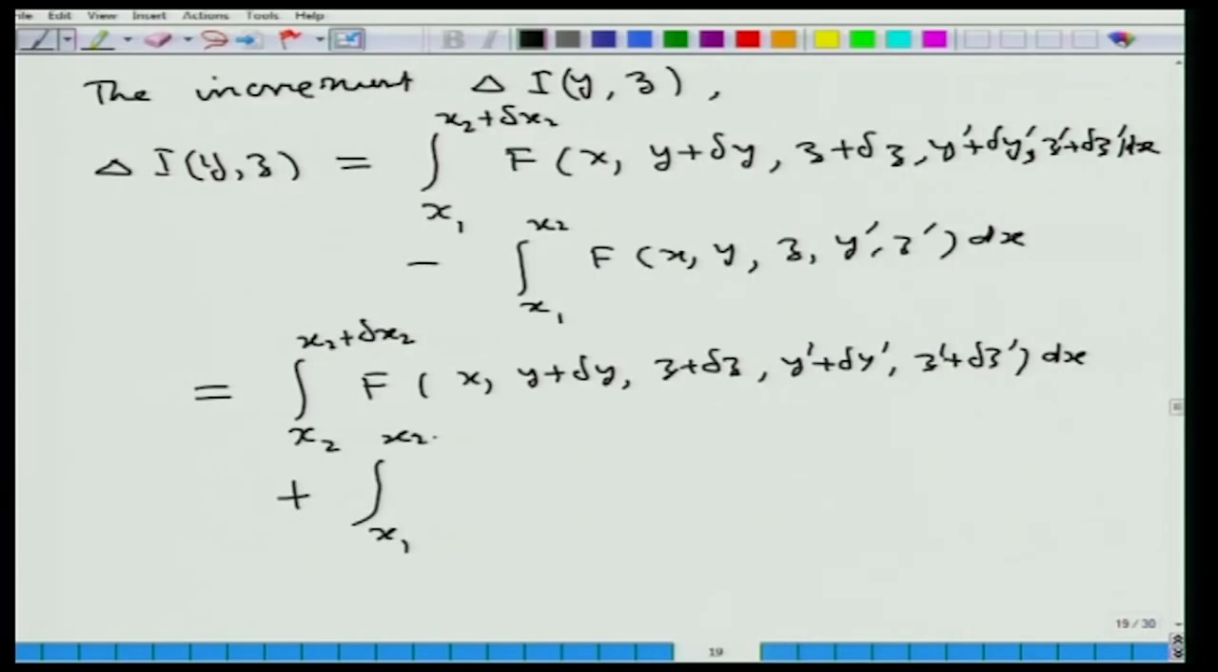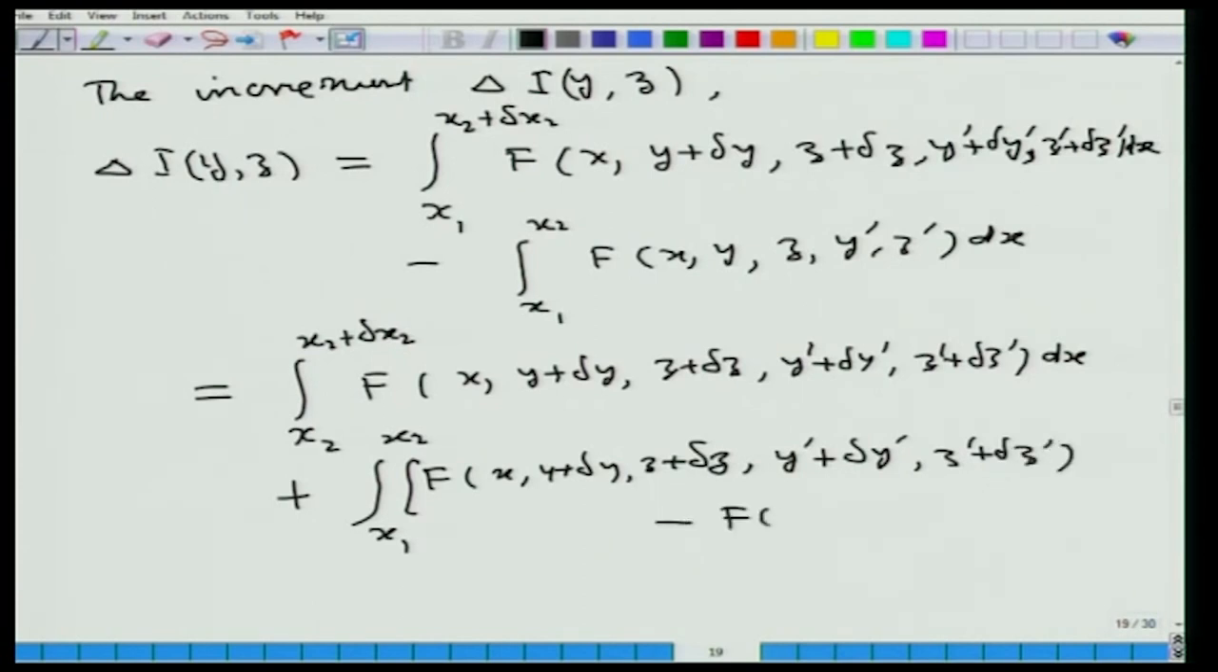the integral from x1 to x2 of f of x, y plus delta y, z plus delta z, y prime plus delta y prime, z prime plus delta z prime, minus f of x, y, z, y prime, z prime dx. So, this is 15.4.